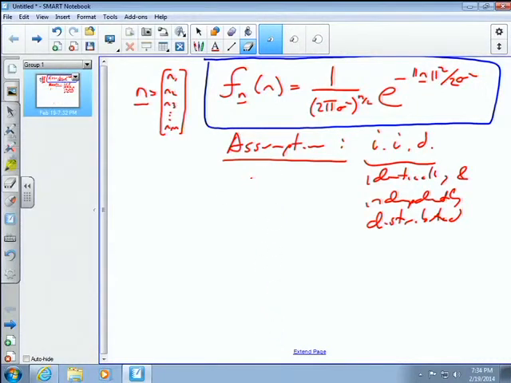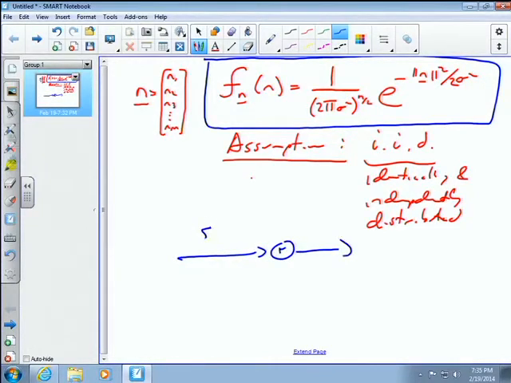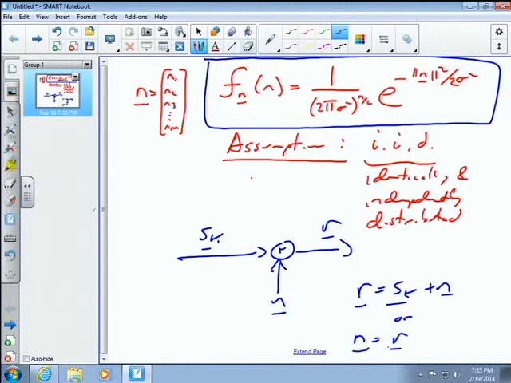Now, how is this helpful? There's some stuff in the slides, but I don't think I articulated it very clearly there, so that's why I'm working through this right now. Remember our vector channel model: we have SK, we have R, we have N. And we know that R is equal to SK plus N. Or, cutting this a different way, N is equal to R minus SK.